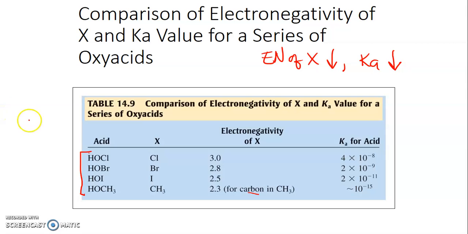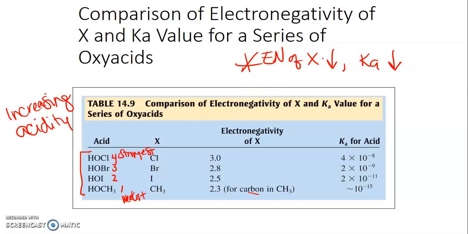If you were to put these in order of increasing acidity, we would say that this one is going to be the weakest, followed by this one, followed by this one, and this one. And then again, this is the trend. As the electronegativity of X, whatever that X is, so that's the non-oxygen, non-hydrogen element, decreases, the Ka value is also going to decrease.